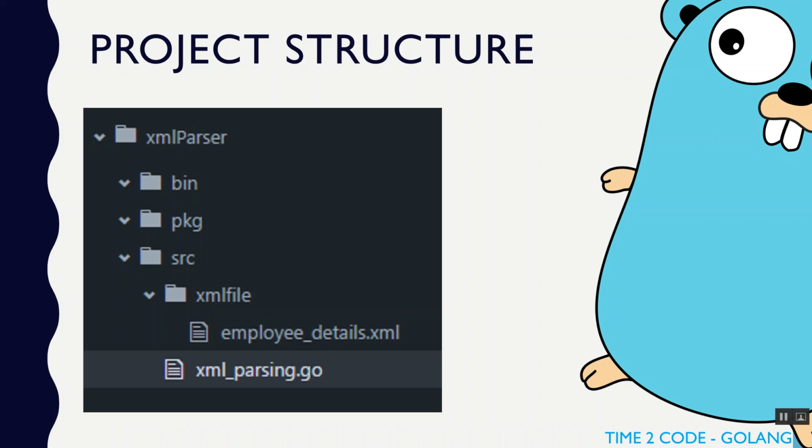I have given the folder name as XML parser and it has subfolders like bin, pkg, and src. I have explained the same in my previous video chapter, so you can refer to that to get detailed information. SRC has an XML folder which has the employee underscore details dot XML message, and in SRC, which is my source code, I have placed the XML underscore parsing dot go file also, where I am going to write Golang code to parse the XML message or to read the content from the XML message.